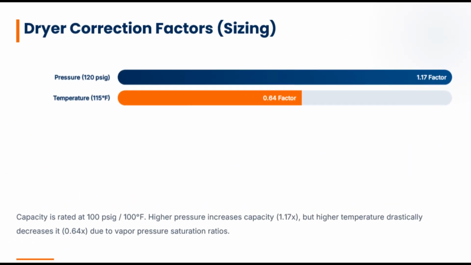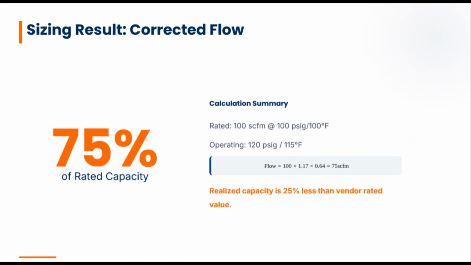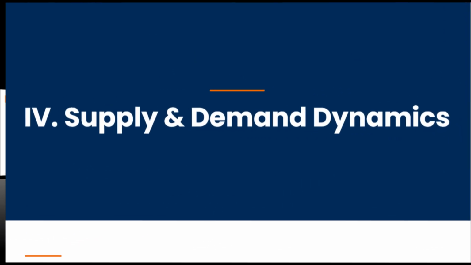Vendor ratings assume 100 psig and 100 degrees Fahrenheit. Higher operating pressure helps you 1.17x, but higher inlet temperature hurts a lot, 0.64x, because vapor pressure scales non-linearly with temperature. Apply those corrections to a 100 SCFM dryer running at 120 psig and 115 degrees Fahrenheit, and you are left with only 75% of rated capacity. Always size from corrected numbers, never nameplate.